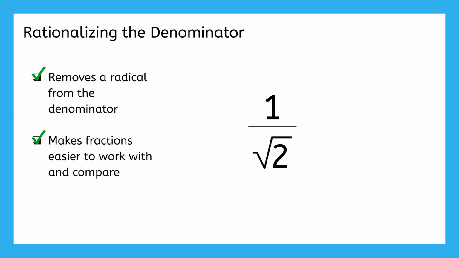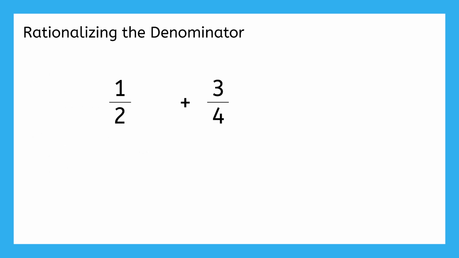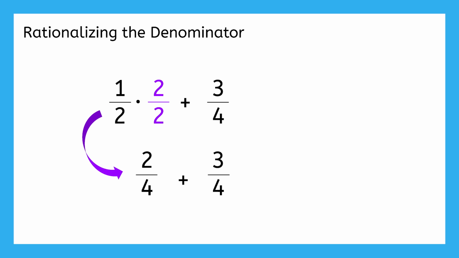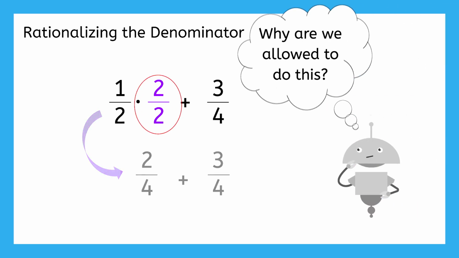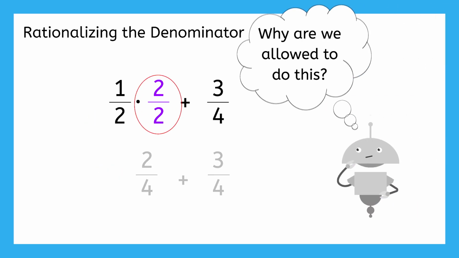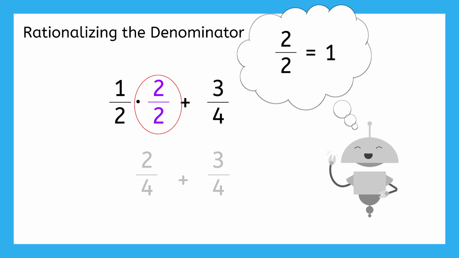Let's look at a similar process, creating a common denominator. For example, when adding 1/2 and 3/4, I need to have a common denominator. I can accomplish this by multiplying 1/2 by 2 over 2, so I have an equivalent fraction with a denominator of 4. But why are we allowed to do this? Well, multiplying by 2 over 2, or by any number divided by itself, is the same as multiplying by 1, and multiplying a number by 1 does not change the value, only the format.